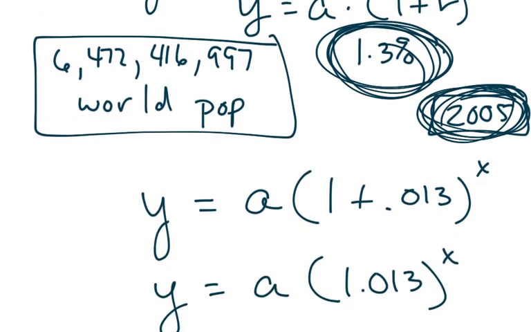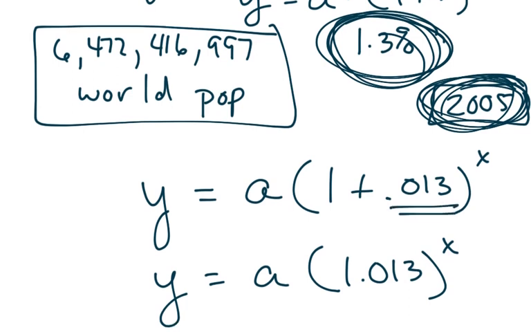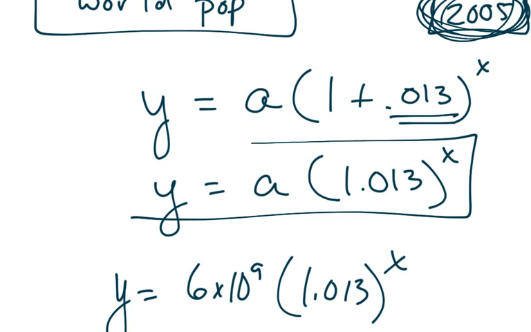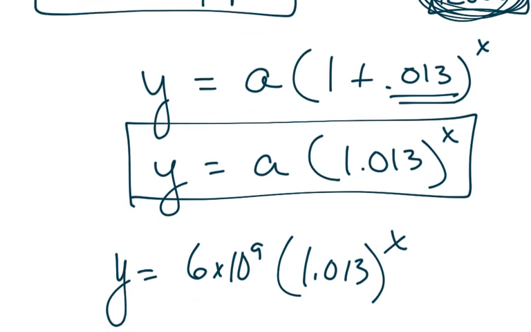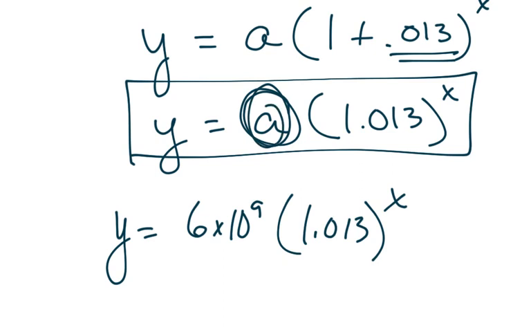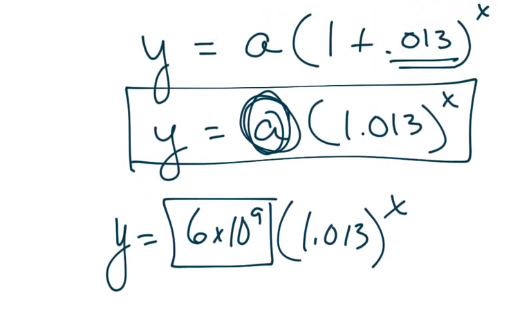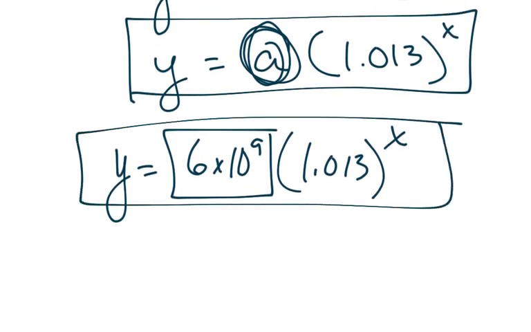All right? We are going to see this 1.3%, but we're going to see it as a decimal, and we're going to then have this where our growth factor is 1.013. And our initial value, because we're starting in the year 2005, is this 6 billion number. 6 times 10 to the ninth is 6 billion. So that would be your answer for part A of the problem.